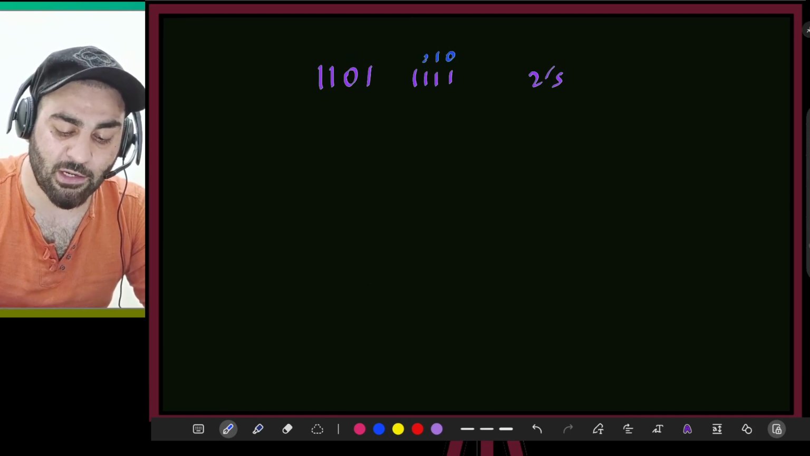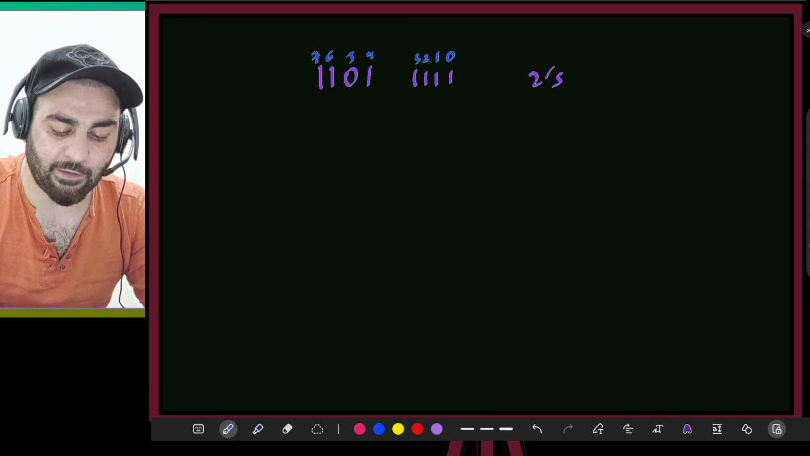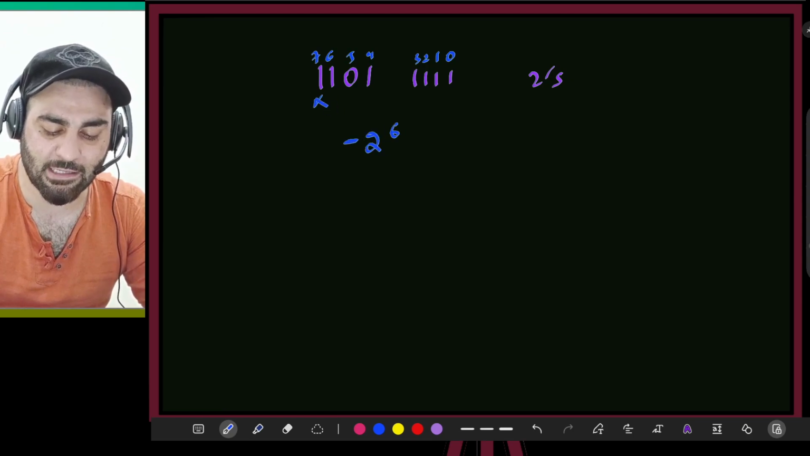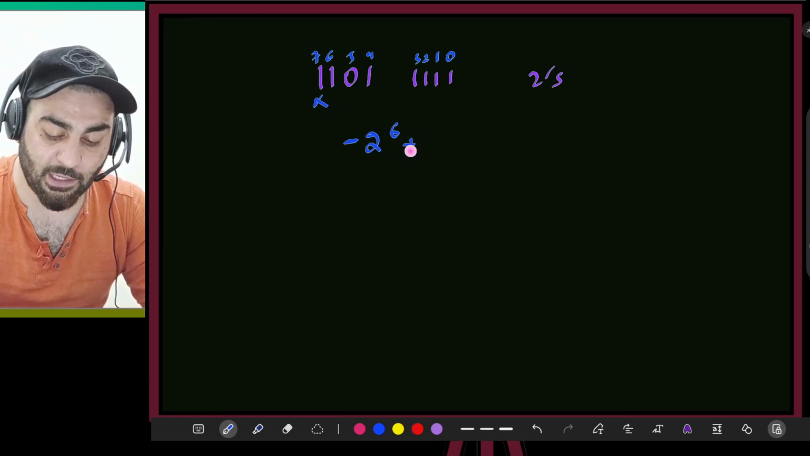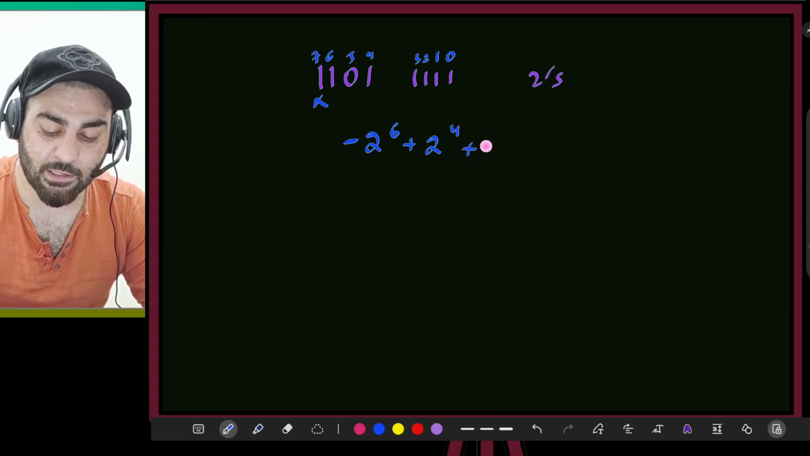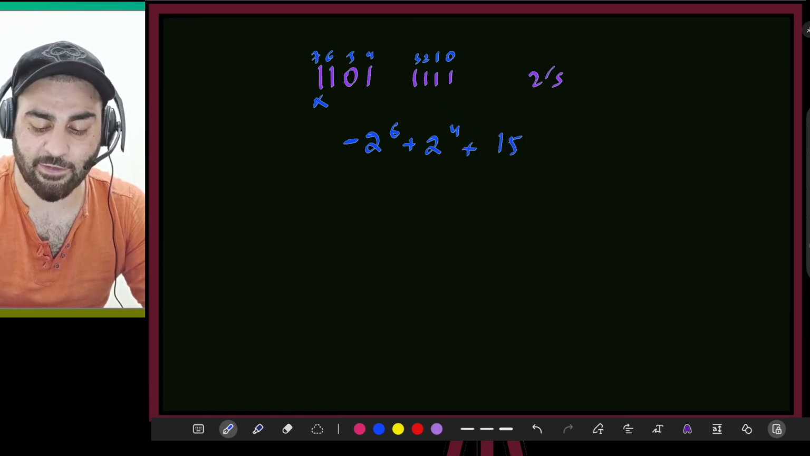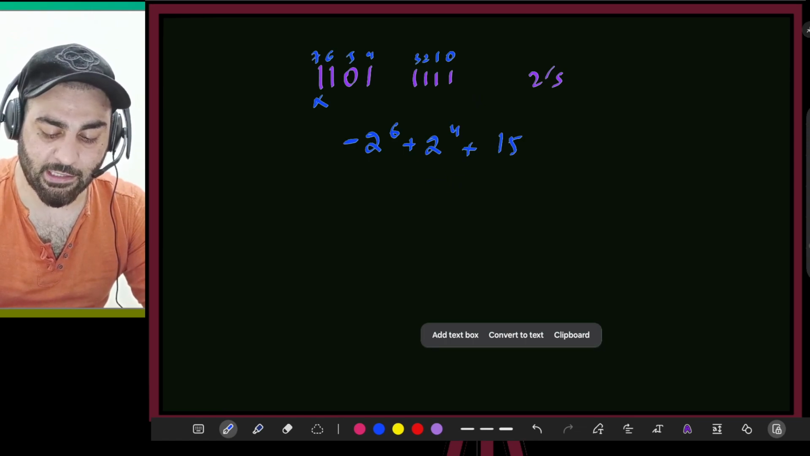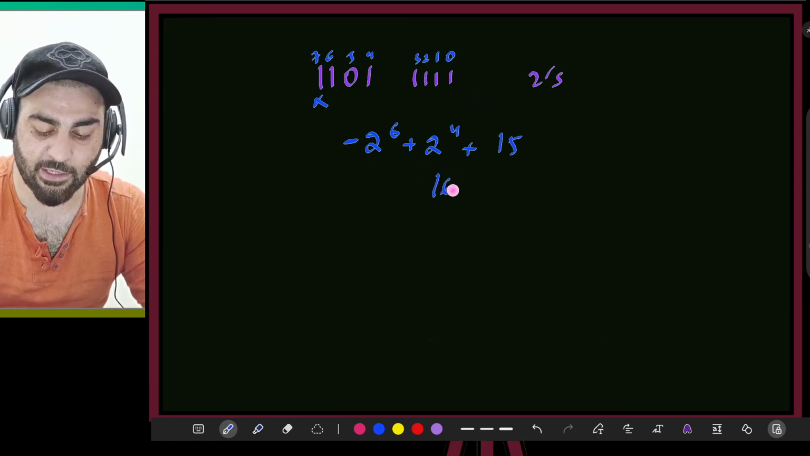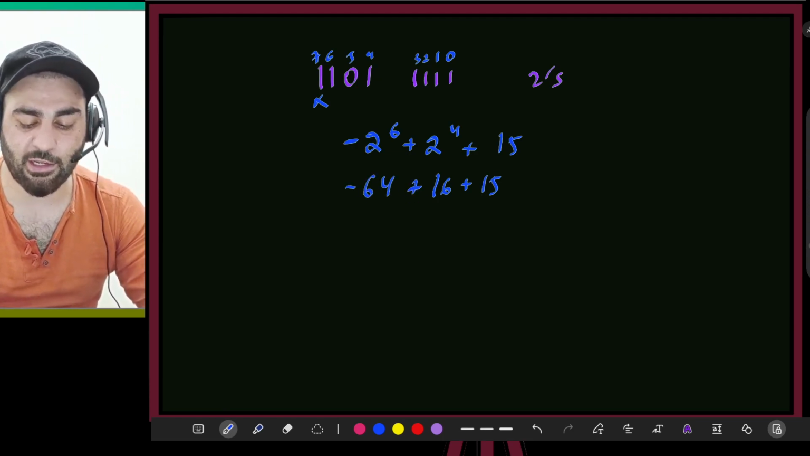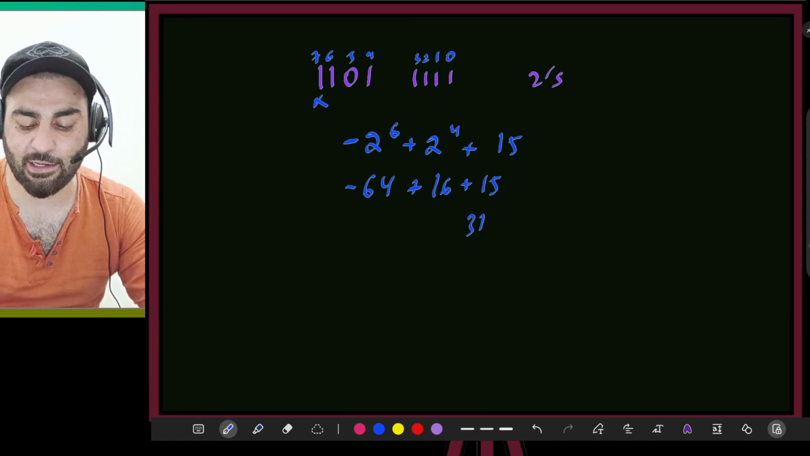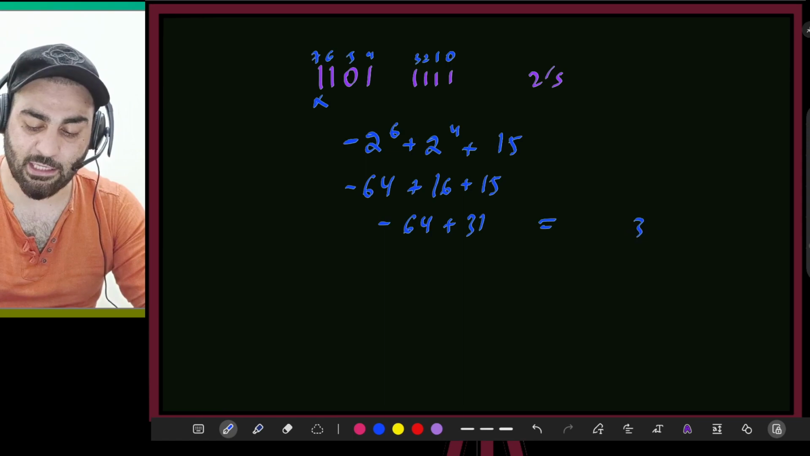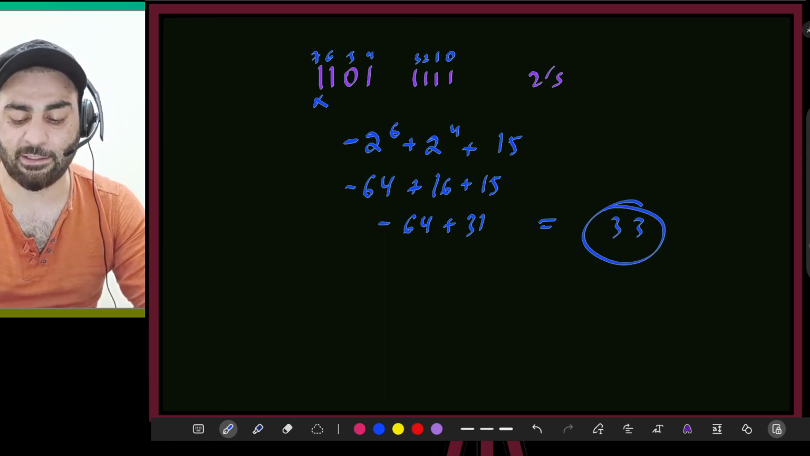So this is bit positions 0 1 2 3 4 5 6 7. So this will be minus 2 to the power 7 for the sign bit, plus 2 to the power 6, plus 2 to the power 4, and the rest of the lower bits give 15. So this is 16 plus 15, which is 31, plus 64, minus 128. So what is this? This should be minus 33. This is what is expected.